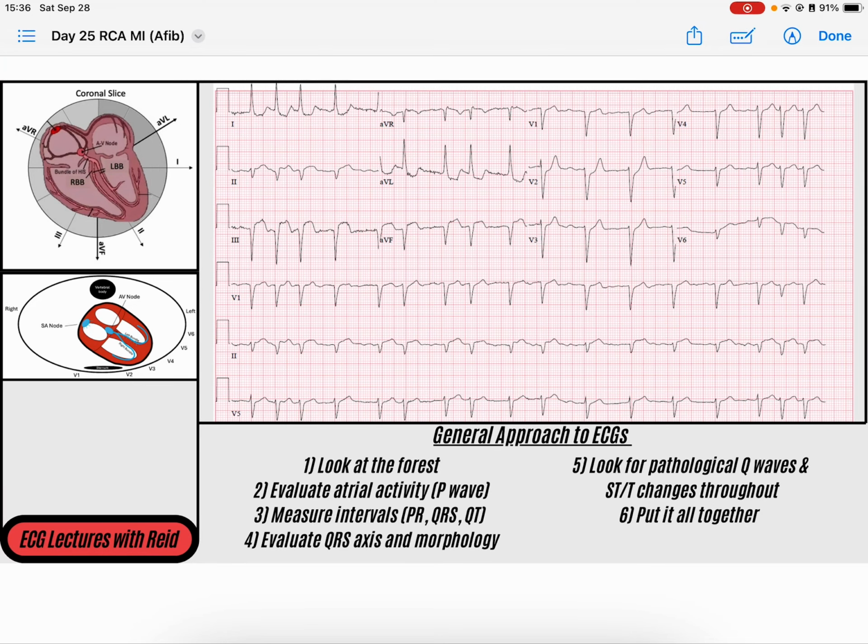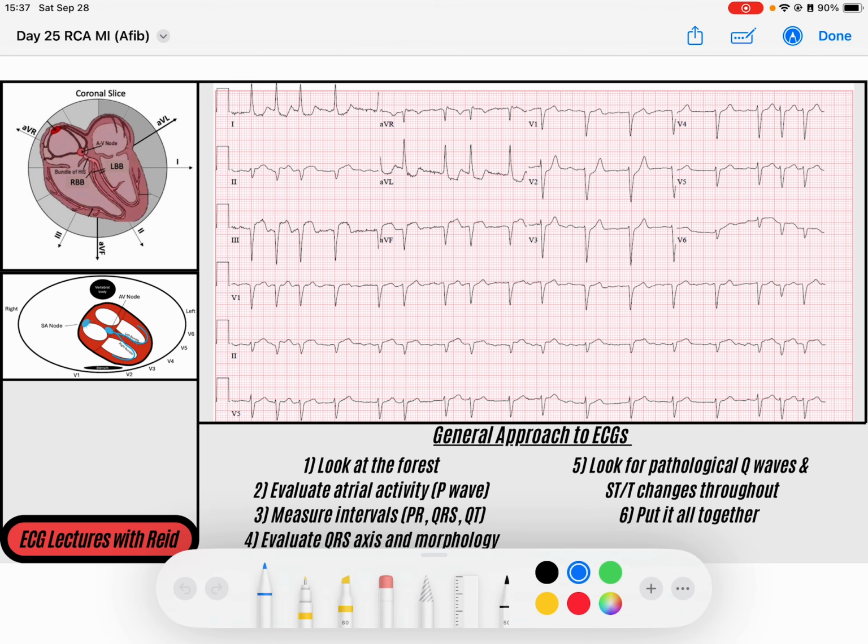My name is Reed, and we've got a similar story to this EKG as yesterday in terms of the myocardial infarction, but I want to talk to you about how to make sure that you don't miss other findings on the EKG at the same time. So this is going to be a fun one. So the first thing I'm going to do is not zoom in on the obvious, right?